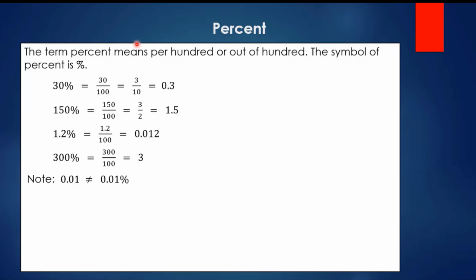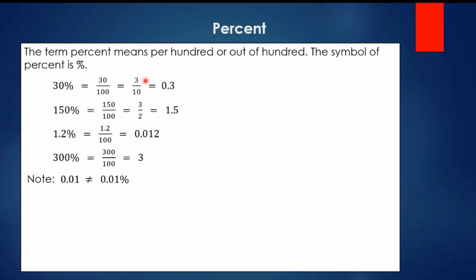For instance, if you are finding 30% of something, that is, divide that thing into 100 places and take 30 out of the 100. That's what it means by 30% of something.